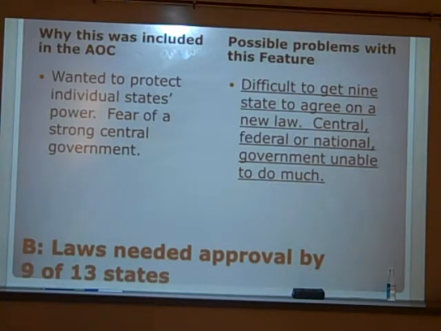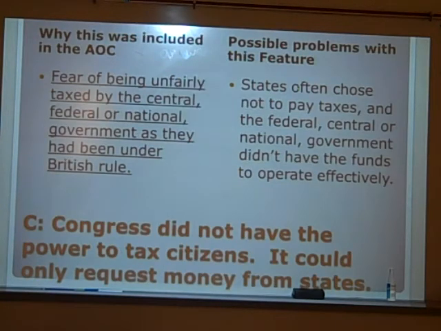So the first issue was no executive by design. Now you needed 9 out of 13 states to agree. The third thing was Congress did not have the power to tax citizens, to raise money. It could only request money from states. The reason they did this was because there was a fear of being unfairly taxed by the central, federal, or national government, as they had been under British rule. Think about the Stamp Act, Townshend Acts, those types of things. We wanted to eliminate that from happening again.